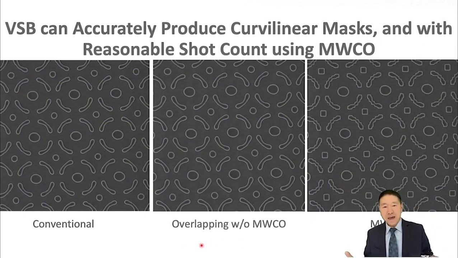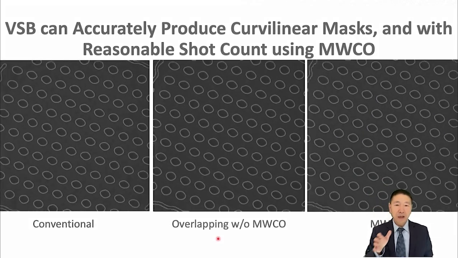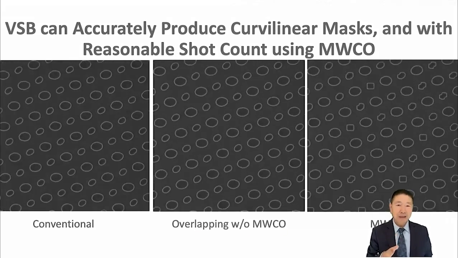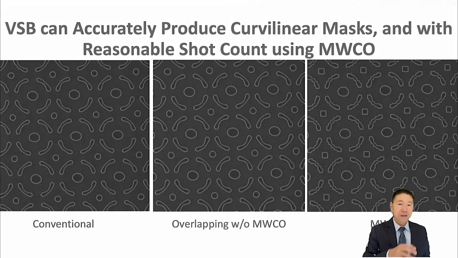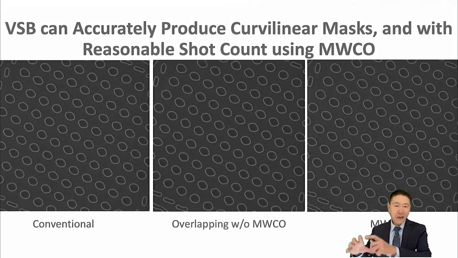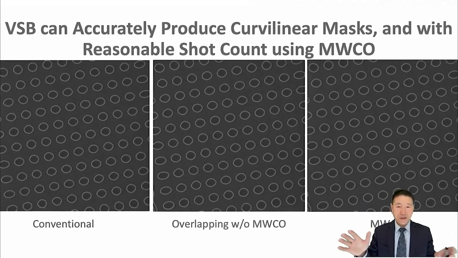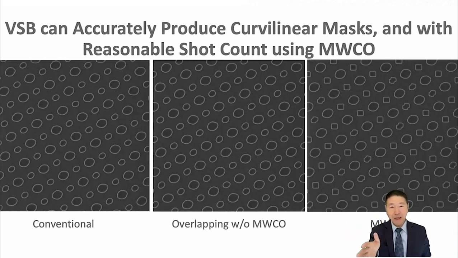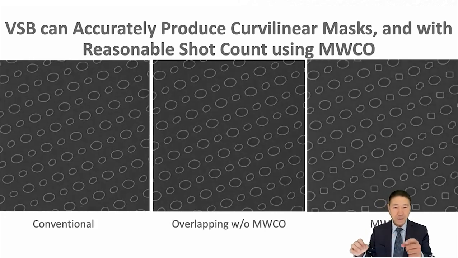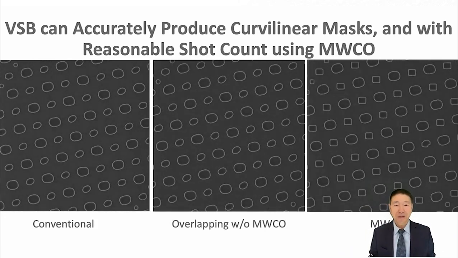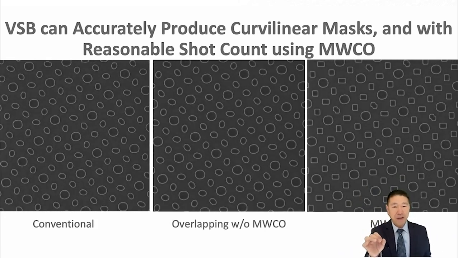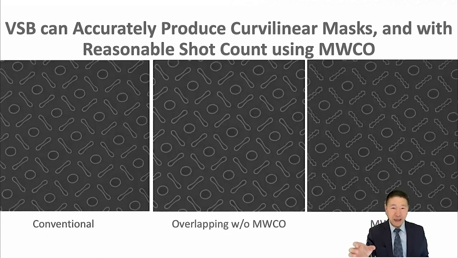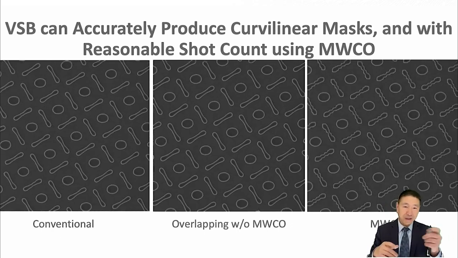Here are the real masks made by Micron. You see the left is a conventional, the middle is an overlapping shot, and the right is a MWCO. And here you still see the entire sequence. So remember this is 11 by 11 contact, we are changing the pitch, we are changing the rotations. And you do see for some of the configurations, those SRAF are greatly simplified to a single shot, and some of those just a couple shot.